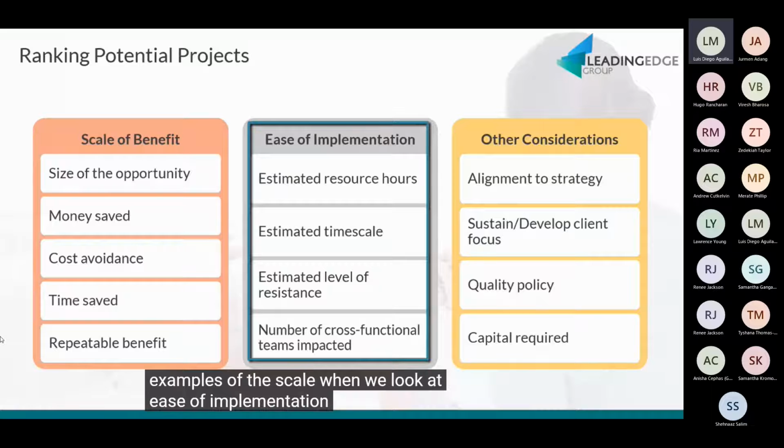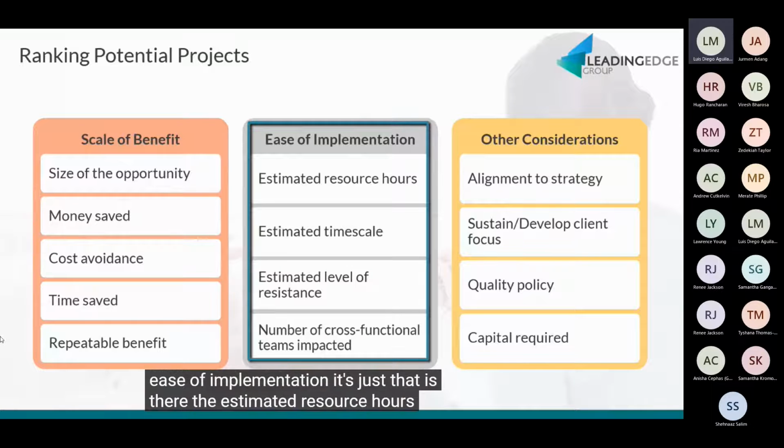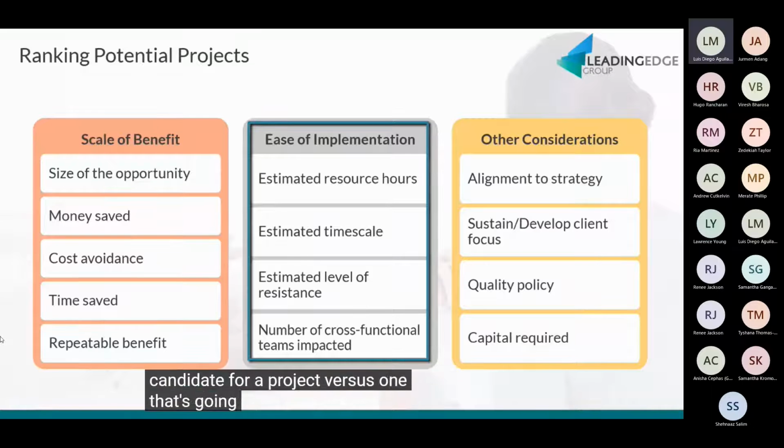When we look at ease of implementation, it's just that. Are the estimated resource hours reasonable? Are they realistic? Is a project important and at the same time requires a minimal amount of hours, in which case that might be a good candidate for a project versus one that's going to require many resources and lots of hours.